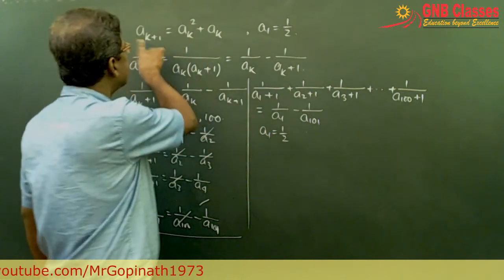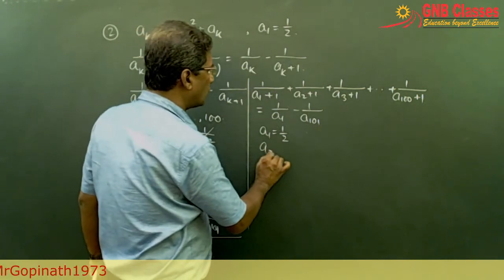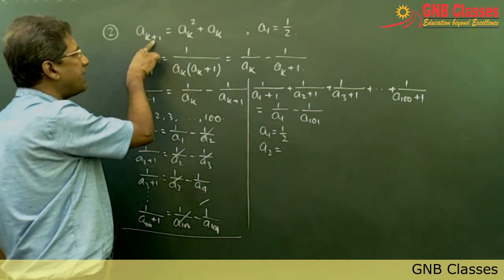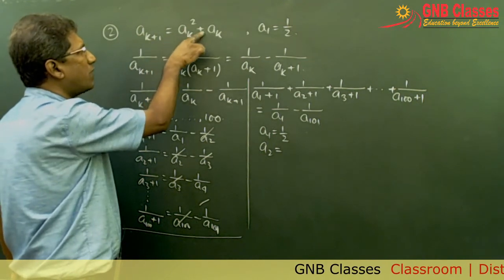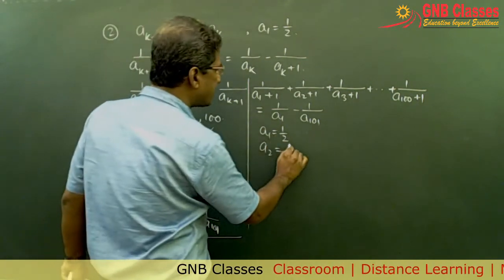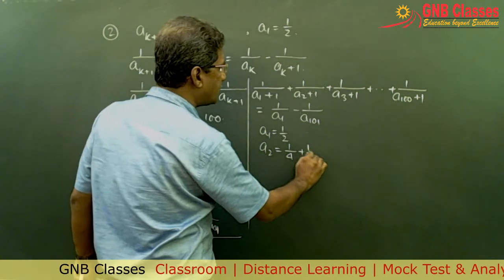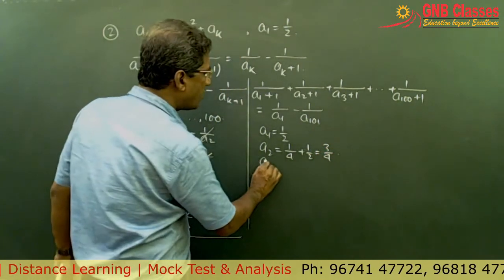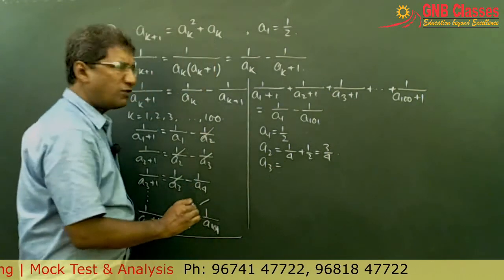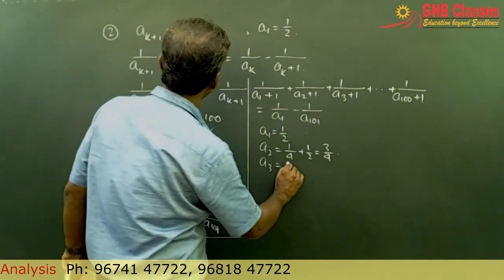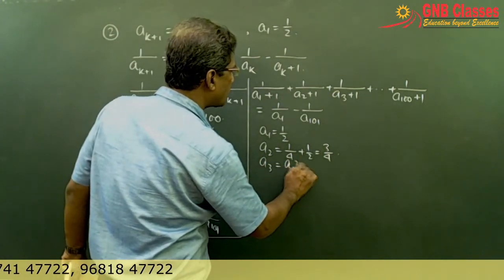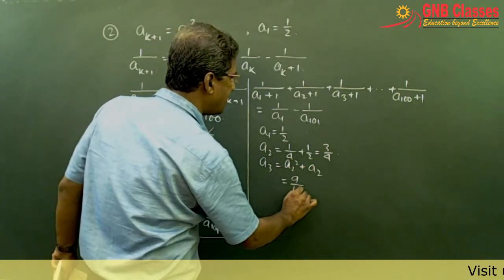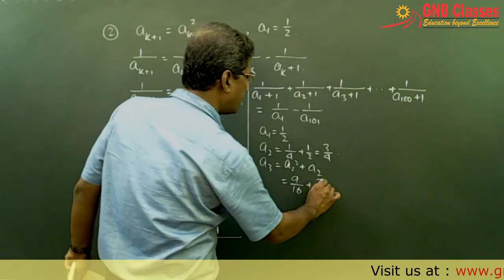Now you observe one thing, that your a1 is half. If a1 is half, then what about your a2? Look at it carefully. In place of k, if I put 1, we are getting a2, which is nothing but your a1 square plus a1. a1 square is nothing but 1 by 4 plus 1 by 2, which gives you 3 by 4. Am I correct? Now what will be your a3? Tell me fast. a3 will be nothing but a2 square plus a2. That is 9 by 16 plus 3 by 4.